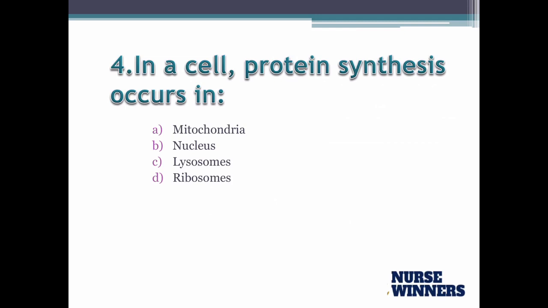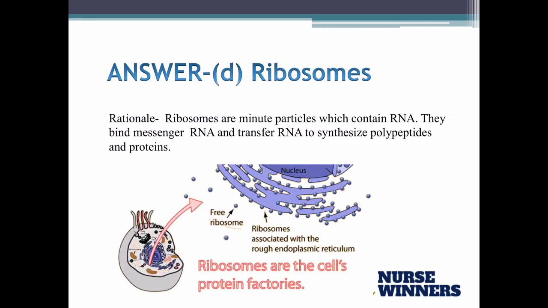Fourth question. In a cell, protein synthesis occurs in options: A. Mitochondria, B. Nucleus, C. Lysosomes, D. Ribosomes. Answer: D. Ribosomes. Rationale. Ribosomes are minute particles which contain RNA. They bind messenger RNA and transfer RNA to synthesize polypeptides and proteins. Ribosomes are called protein factories.